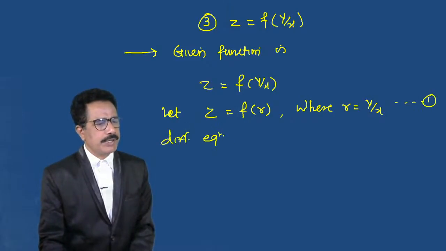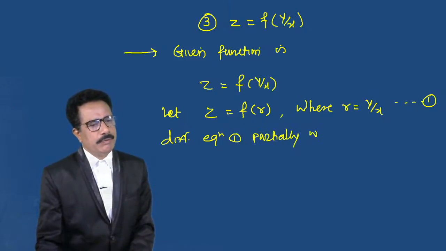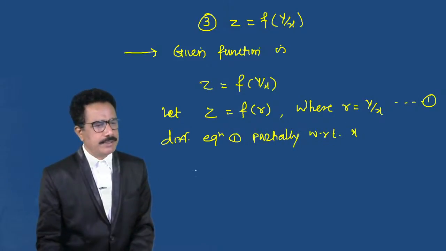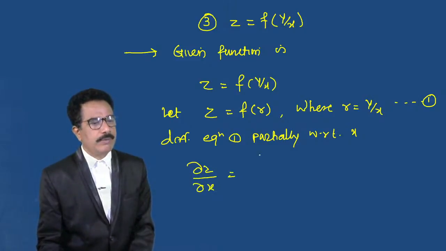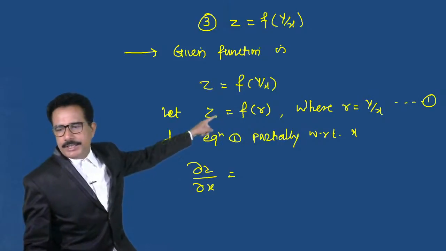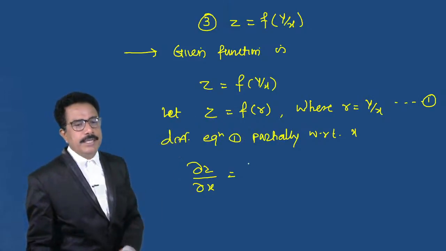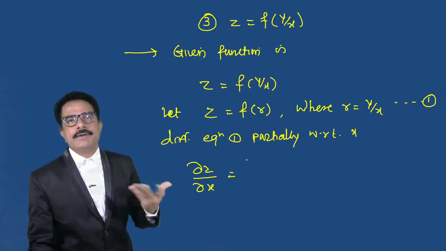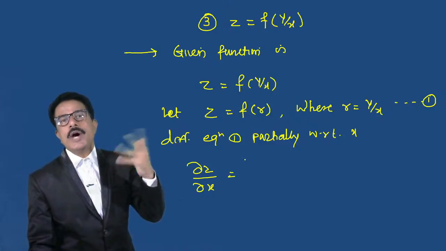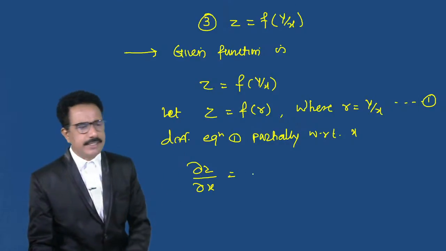Differentiating equation 1 partially with respect to x. So we can write dou z by dou x, which is equals to, now if we differentiate this partially with respect to x, the derivative of y by x with respect to r, dou r by dou x. Tell me the answer, everyone, fast.